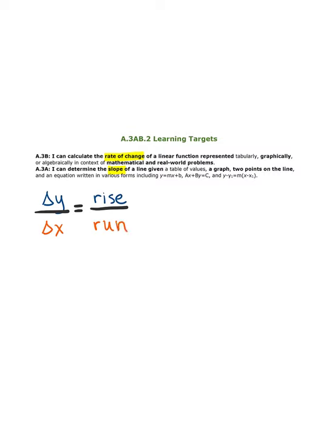Now, since rate of change and slope are the same thing, we can also use the slope formula to determine the slope or the rate of change. The slope formula is y2 minus y1 divided by x2 minus x1. So again, we have the change in y divided by the change in x, which will give us the rate of change or our slope. And to do that, we need at least 2 points on the line. Let's see what that looks like.